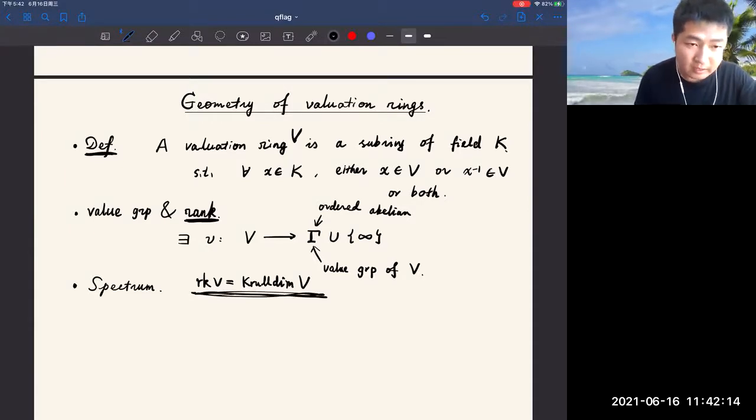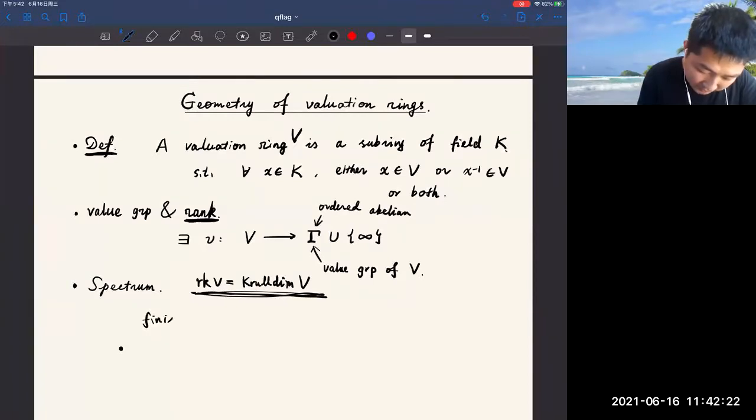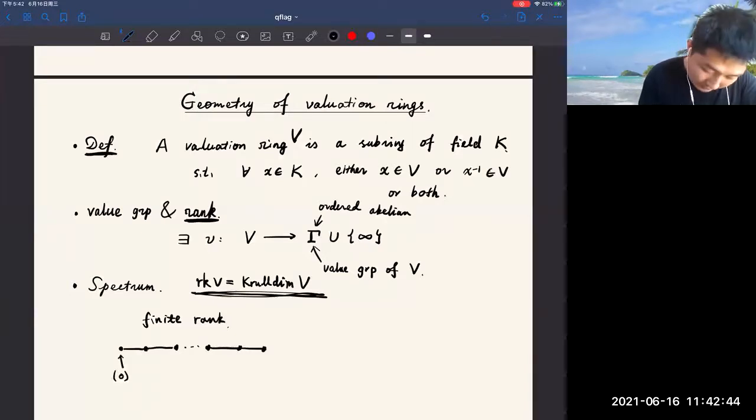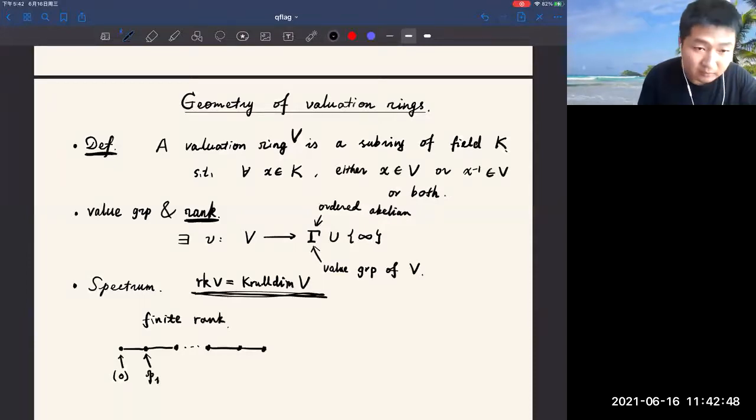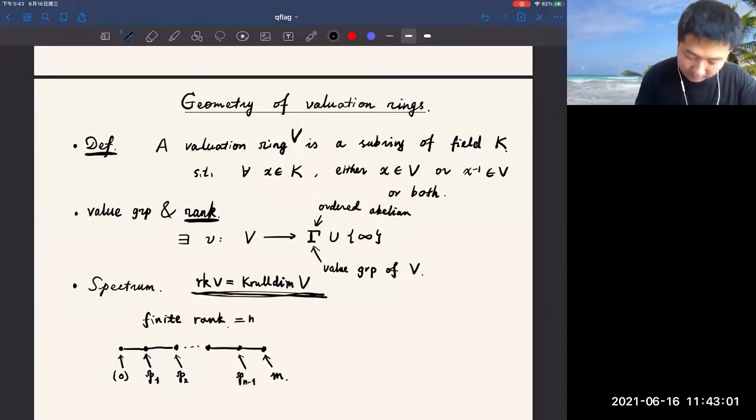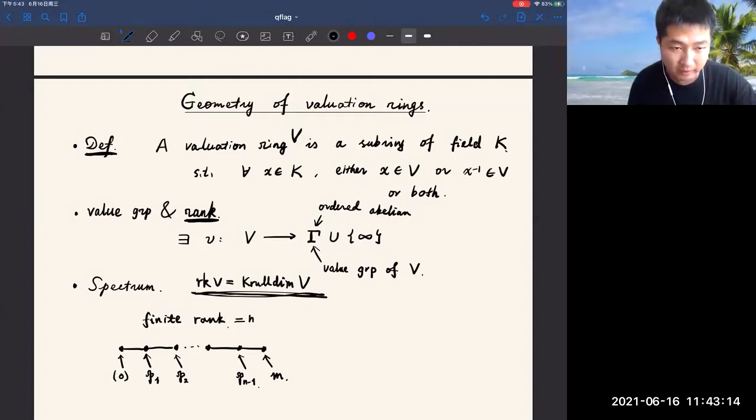The spectrum of a valuation ring is like a linear picture. For example, if the rank is finite, then the spectrum is just some finite dots, and each dot represents a prime ideal. This dot represents the zero ideal, this dot the prime ideal of height one, similarly a prime of height two, and this is the maximal ideal. If the rank is n, this is the prime of height n minus one. The specialization is linear. This is the structure of the spectrum of a valuation ring of finite rank.